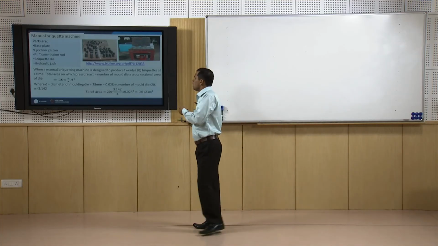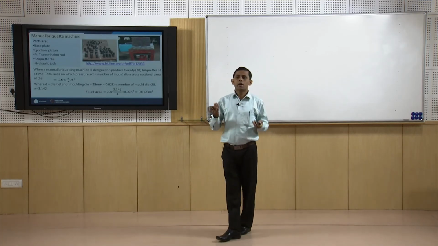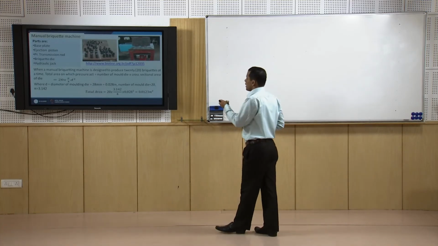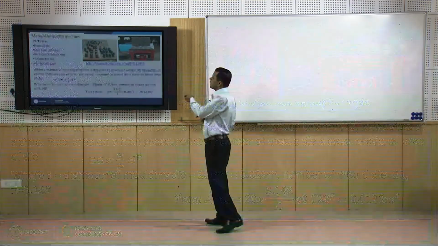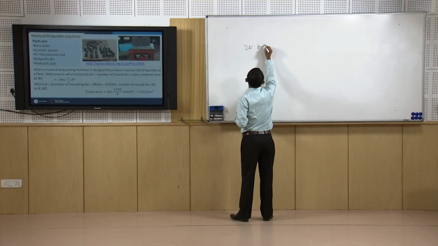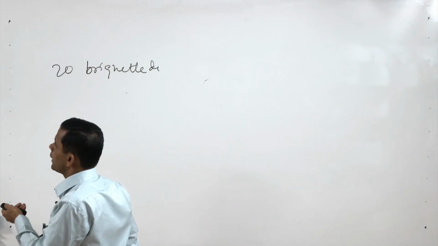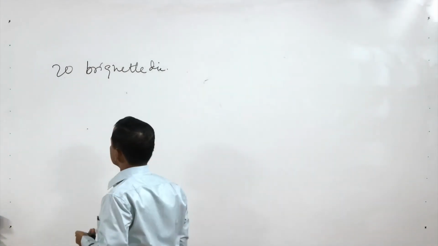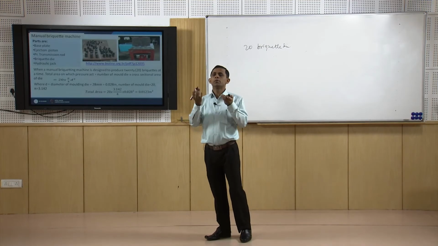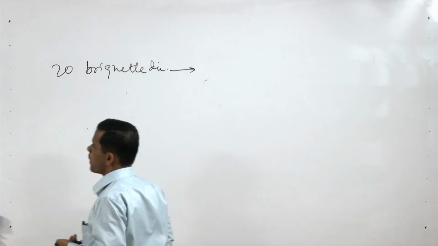Now, we will see how much energy will be consumed to generate a certain number of briquettes at a time. One example: say a manual briquetting machine has 20 briquette dies, then how much force will it require, how much weight will it be lifting at a time. So, 20 briquette dies we are having.